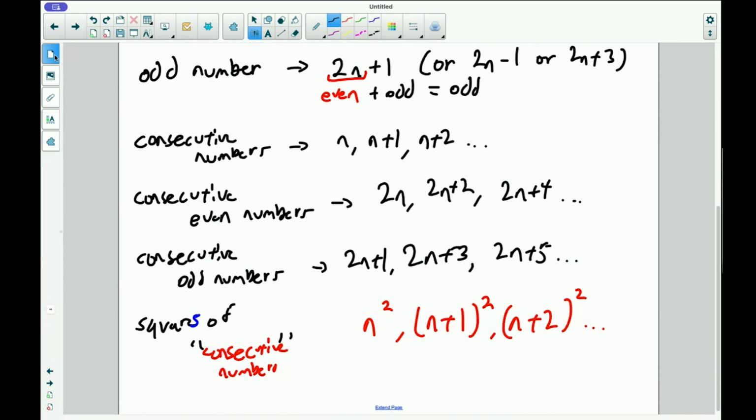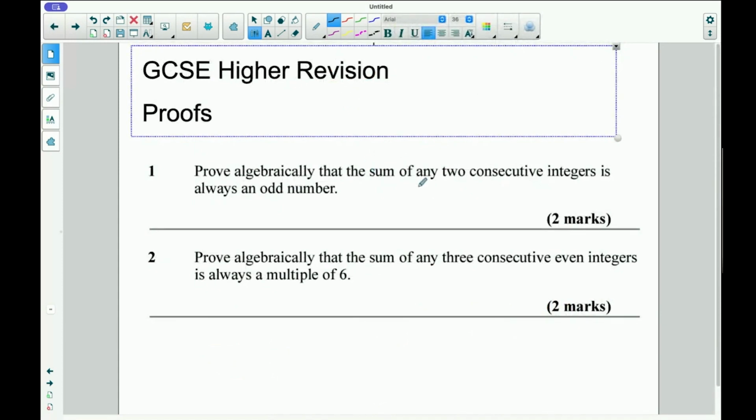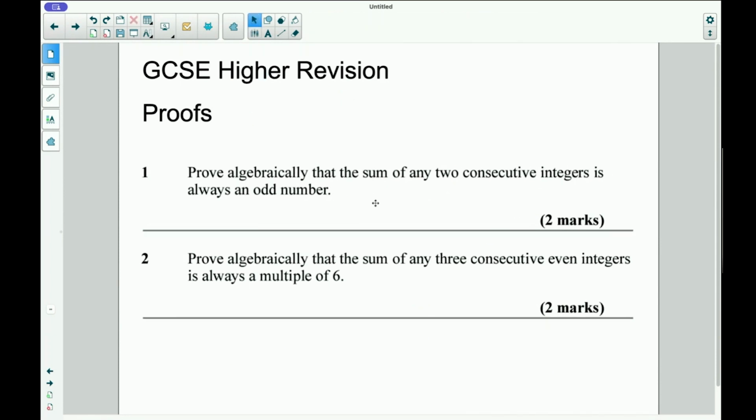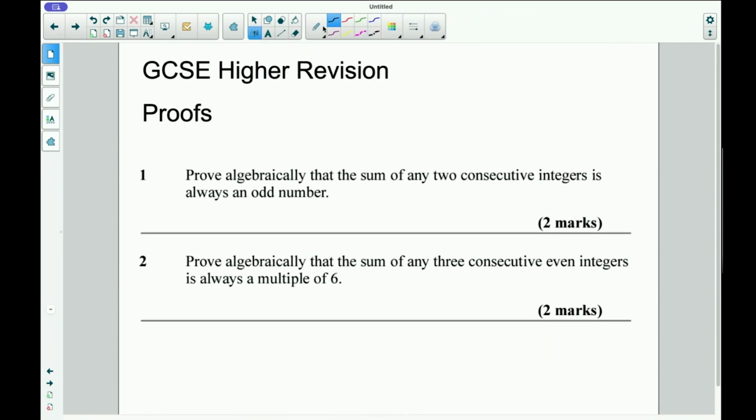All right. So let's get back to those two starter questions. We're going to look at proving algebraically that the sum of any two consecutive integers is always an odd number. Starting off with some of the terminology, let's highlight some of those important things. The sum of two consecutive integers is always some sort of odd number. So what we're going to do first is come up with some sort of statement, and define what our integers are.